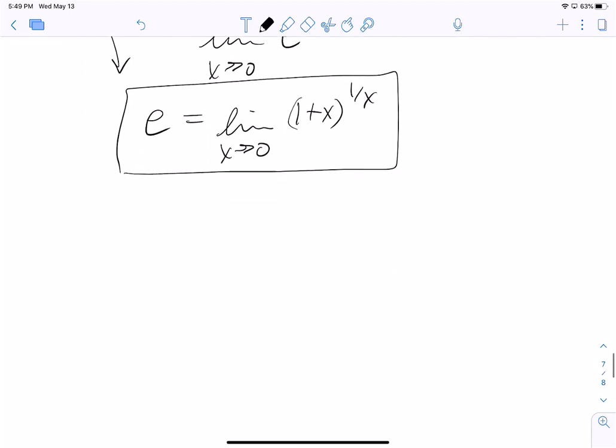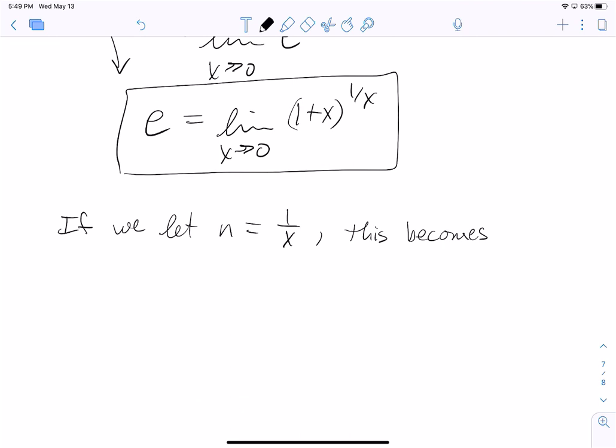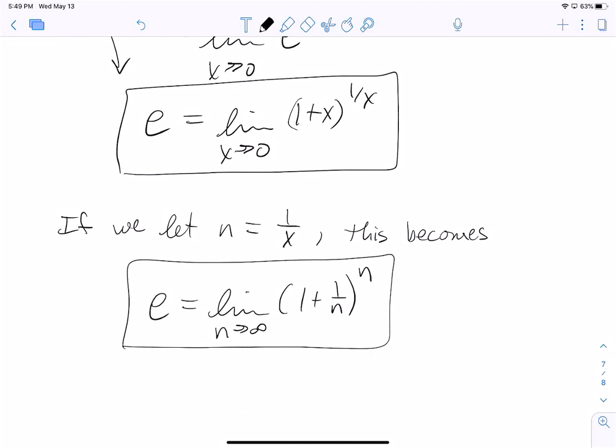Another way to express that limit would be to let n equal 1/x. And if we do that, then this becomes e equals the limit as n approaches infinity of (1 + 1/n)^n. So these are actually two limit definitions for e.